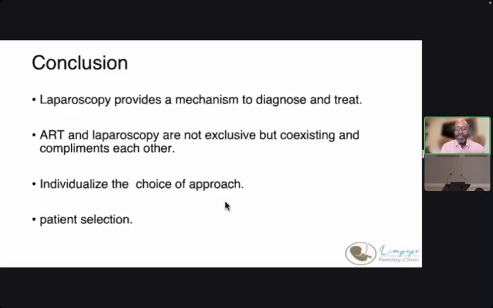With proper patient selection, laparoscopy represents an effective option for optimizing pregnancy potential that we anticipate will retain its viability well into the future.